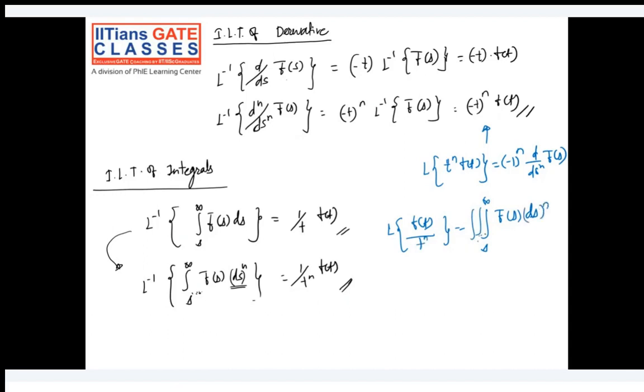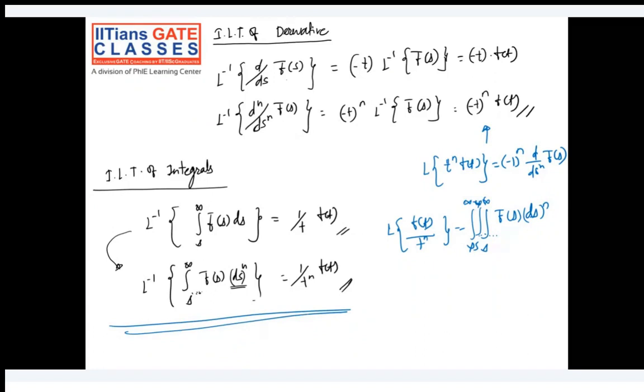You will integrate it n times from s to infinity. So the same logic you have just applied in reverse. So the inverse Laplace of the integral from s to infinity of f bar of s ds, n times, is 1 upon t raised to the power n, f of t. Whatever we have studied before, we are now just doing in the reverse manner, and that is nothing but the inverse Laplace. I hope it is clear.